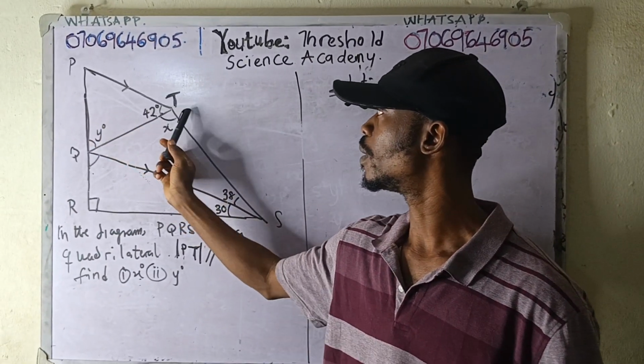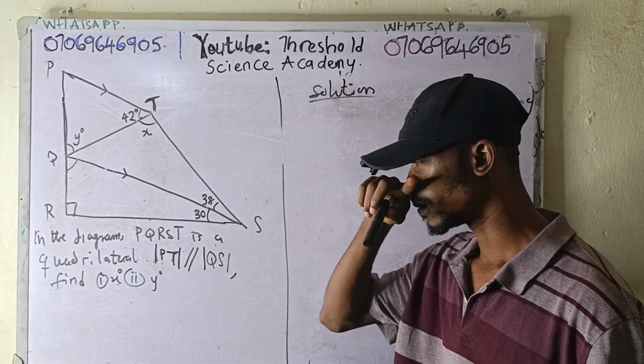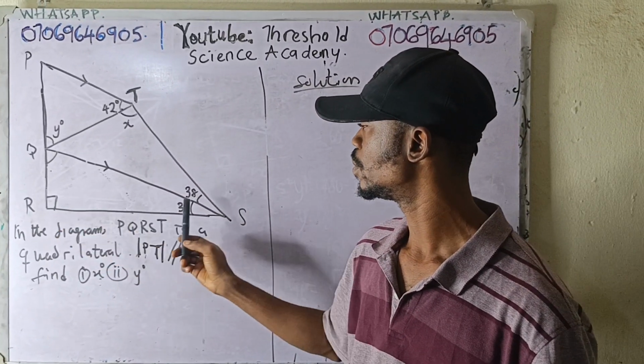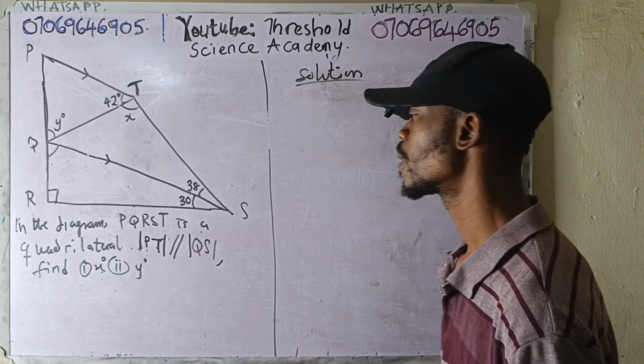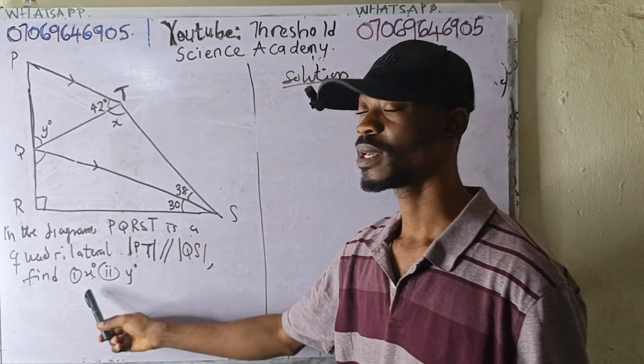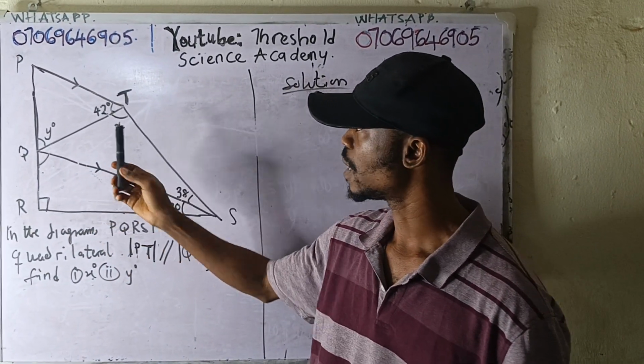Look at the sides here: one, two, three, and four. It has four angles too: one, two, three, and four. Okay. And then the question is to find x and y degrees. Obviously, there are also angles, y degrees and x degrees.